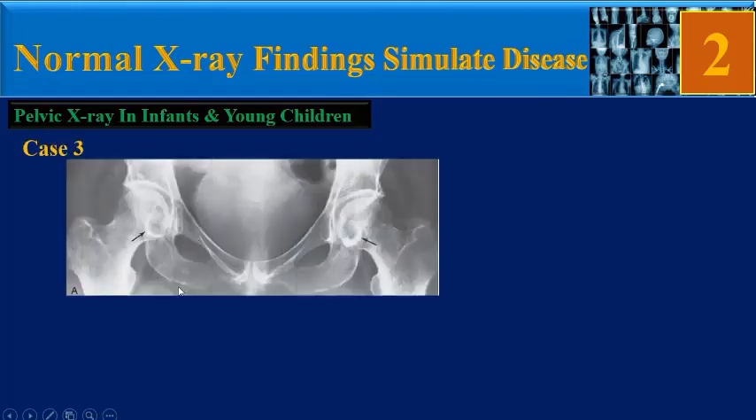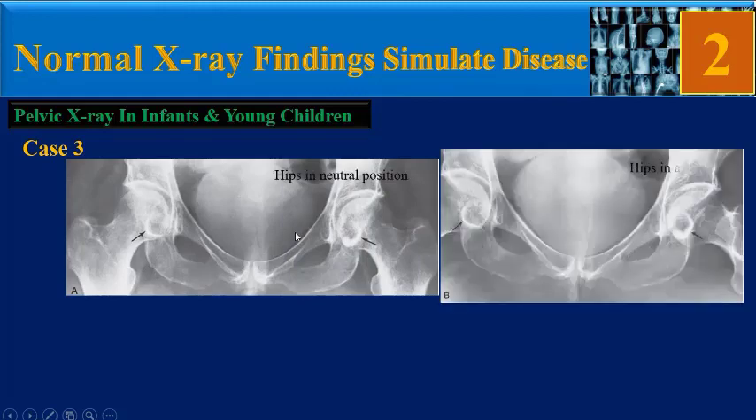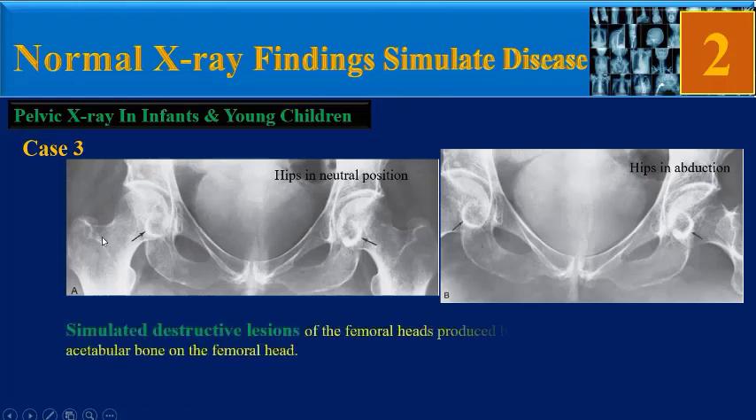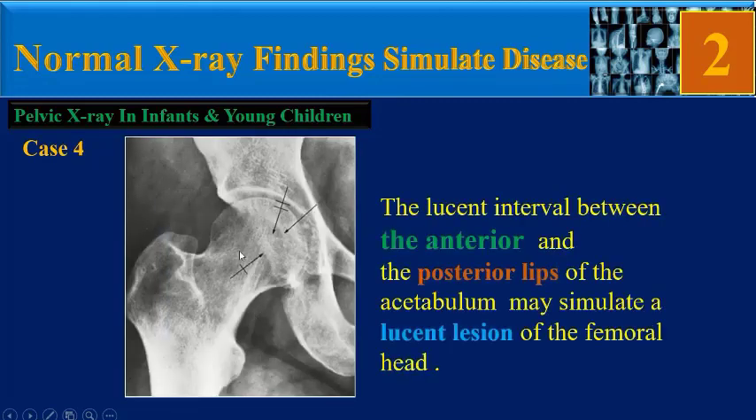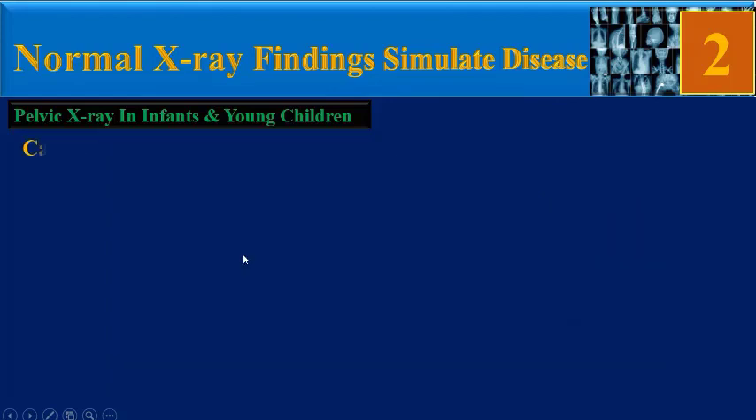Case 3. In the pelvic X-ray in neutral position and in abduction view, we can see simulated destructive lesions of the femoral head produced by superimposition of the acetabular bone on the femoral head. Case 4. The lucent interval between the anterior and posterior lips of the acetabulum may simulate a lucent lesion of the femoral head. Case 5.